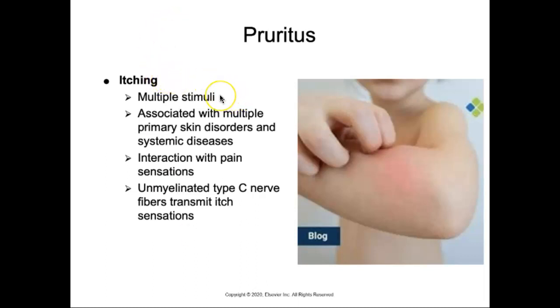And lastly, we'll talk about pruritus, which basically means itching. It could be due to multiple stimuli and is associated with primary skin disorders and systemic diseases, and can interact with pain sensations. And these are due to unmyelinated type C nerve fibers that give you the sensation of itchiness. And it could be acute or chronic, which we would call a neuropathic itch, which may be difficult to treat and manage because you have to locate what the cause of the itching is. So once you know the cause of it, it would be easier to use something like topical or systemic therapies in order to treat the itch.